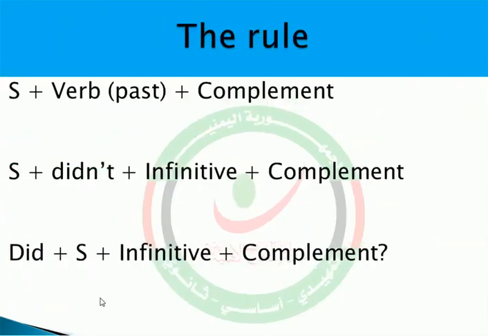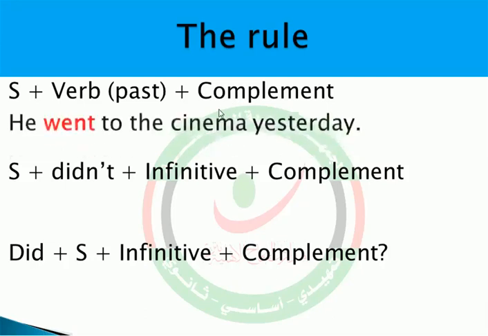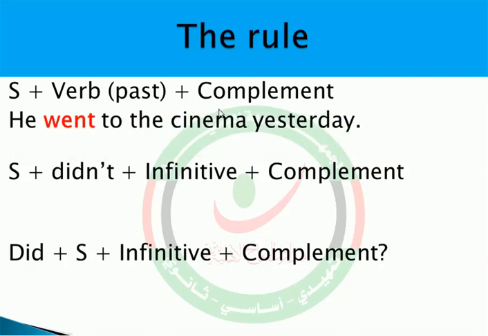Now the rule of the past simple. The first rule, subject plus verb in the past plus complement. If you want to make a sentence in the past, this is the rule of this tense. Look at this example. He went to the cinema yesterday. He is the subject, went is the verb in the past, to the cinema yesterday is the complement of the sentence.